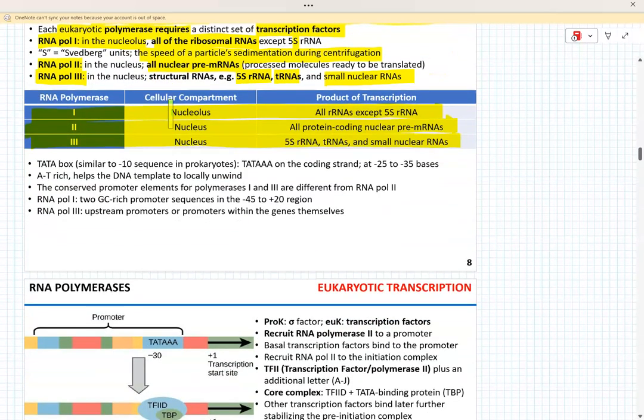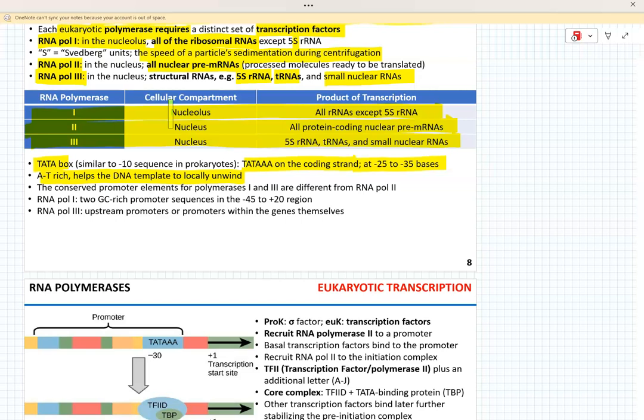Similarly to prokaryotes, eukaryotic promoters contain a TATA box, like the -10 sequence in prokaryotes. It's located on the coding strand. However, it is farther upstream from the initiation site, at around -25 to -35 bases. This box is also AT-rich, which facilitates the unwinding of the DNA template.